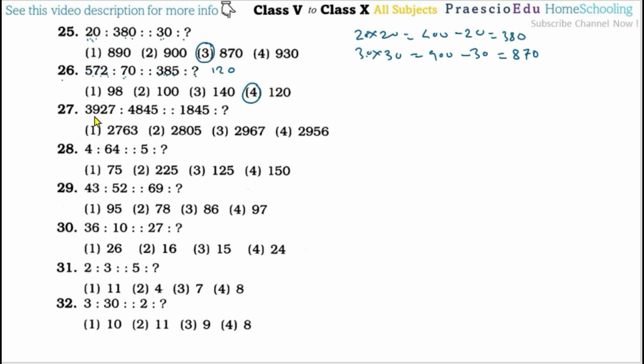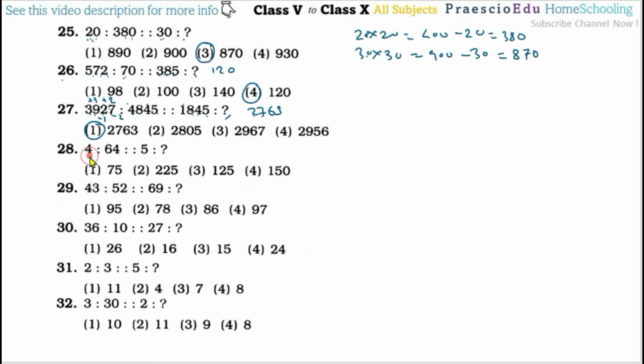Now question number 27, 3927, 4845, 1845, then question mark. So 3 to 4 means plus 1 digit, then 9 to 8 is a minus 1 digit, then 2 to 4 means plus 2 digit, then 7 to 5 means minus 2 digit, means plus 1, minus 1, plus 2, minus 2. So here 1 plus 1 is 2, then 8 minus 1 is 7, then here 4 plus 2 is 6, then 5 minus 2 is 3. So 2763. So this is given in option number 1.